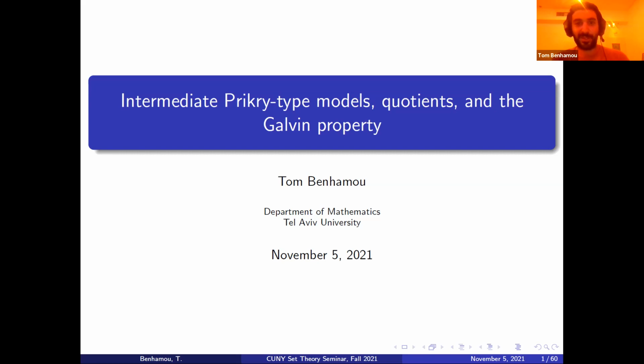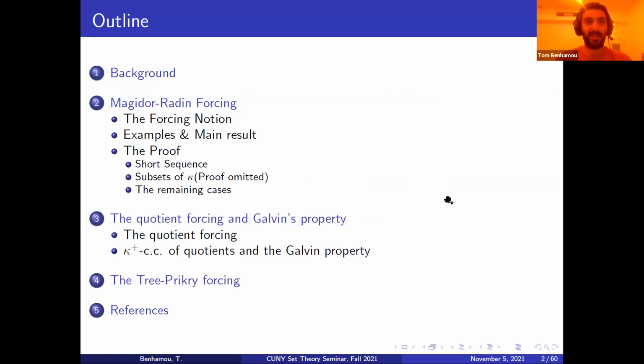Okay, so let me, oh, why doesn't it work? Okay, let me outline the talk, the two talks actually. So we start with some background about the problem we're trying to tackle. Then we will introduce the forcings in subject. We have two forcings in subject. The first one will be the Megiddo-Radin forcing. We will present the main result.